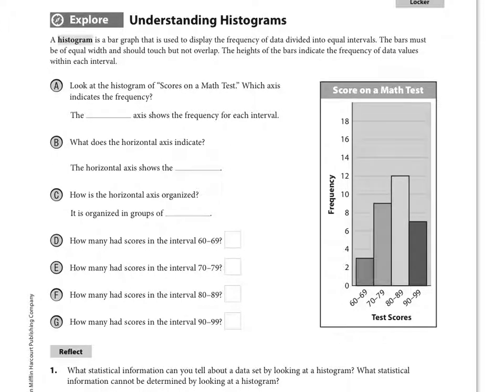The first question is, look at the histogram of scores on a math test. Which axis indicates the frequency? And it is the y-axis. Remember that frequency is the amount of times that score happens. The horizontal axis indicates the test scores.